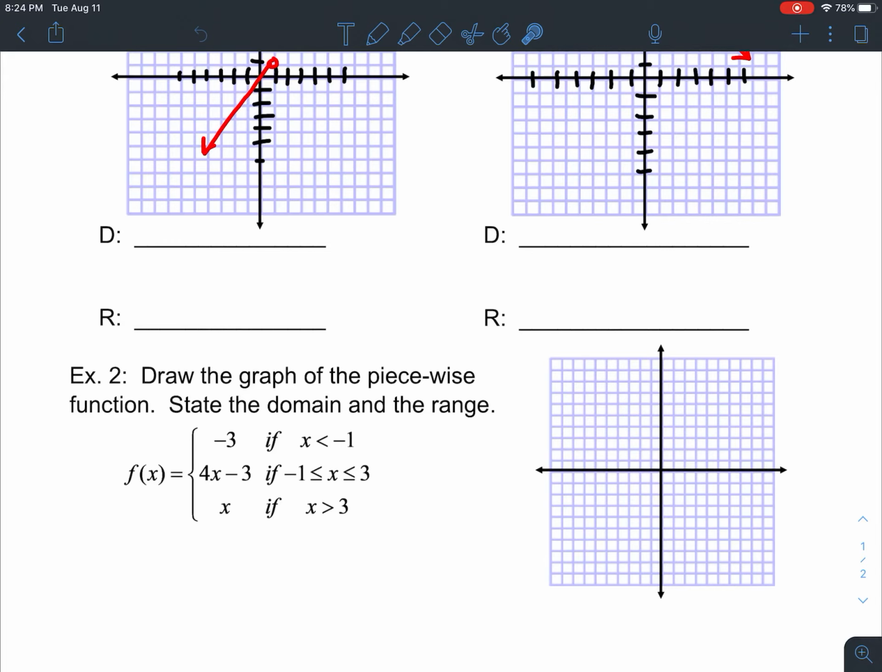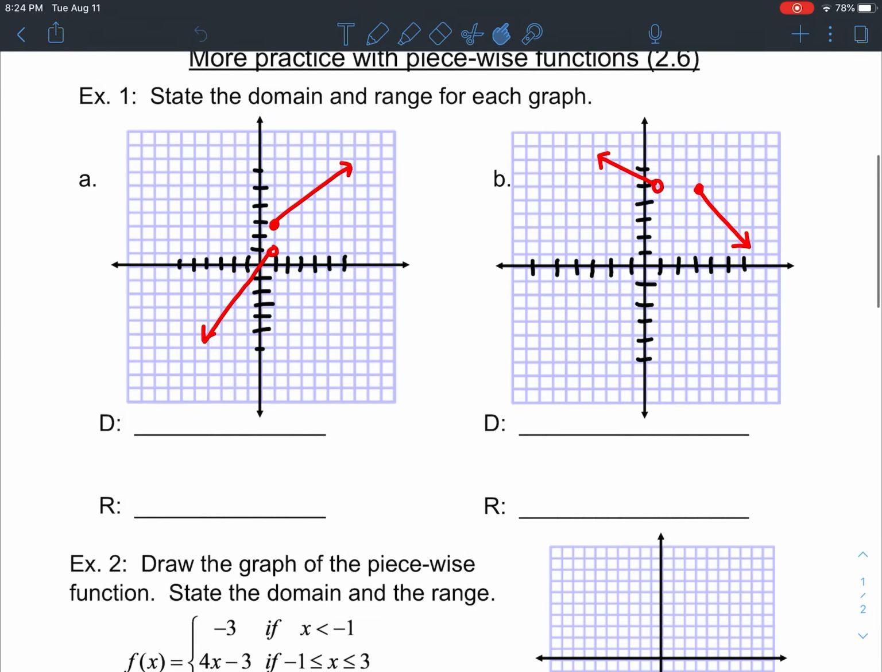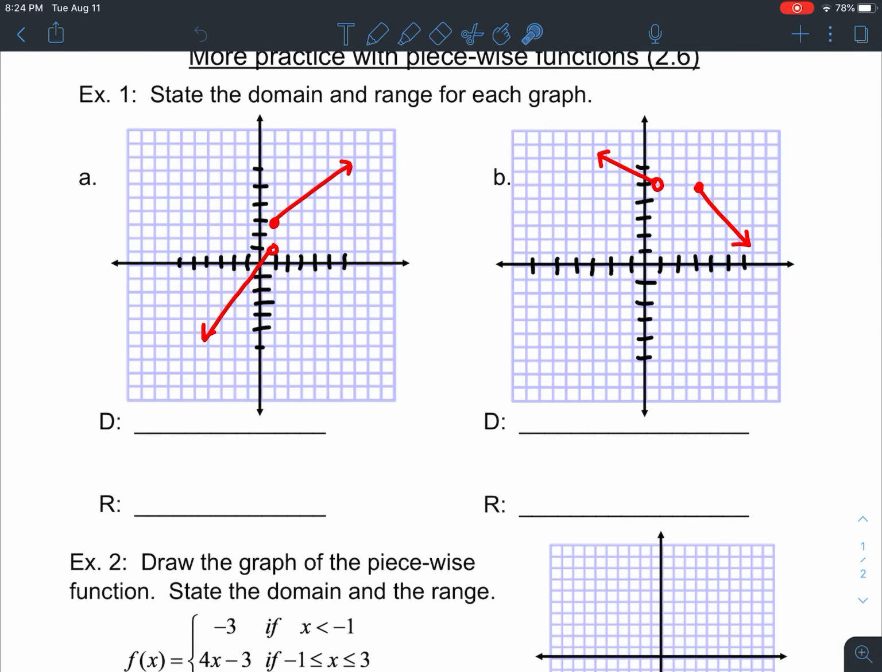Often it looked like this, where there was an equation and then a domain restriction, and we would create the graph. And then we were also given the graphs, and we were working backwards to build the equations and build what the domain pieces were. What we're asked to do here on these first two examples, we are given the graphs. We're not asked to come up with the equations. We're just asked to examine this graph and simply state what we think the domain and the range would be for each of these two graphs.